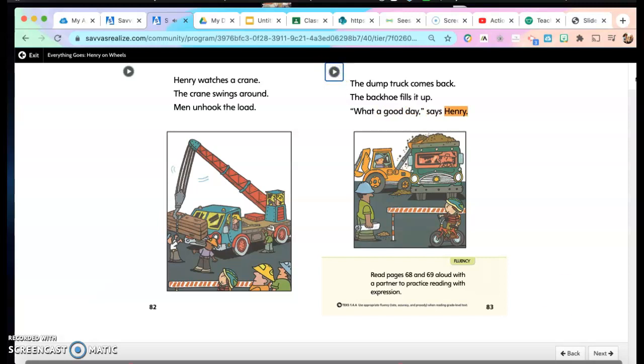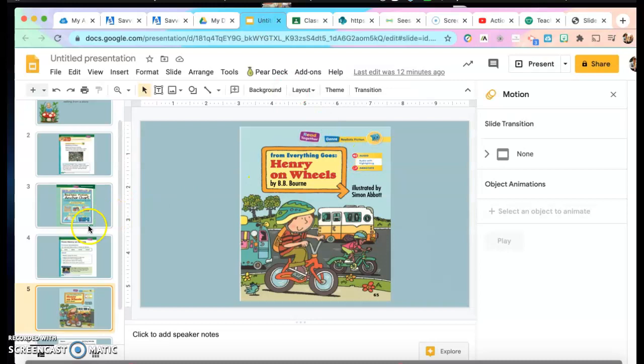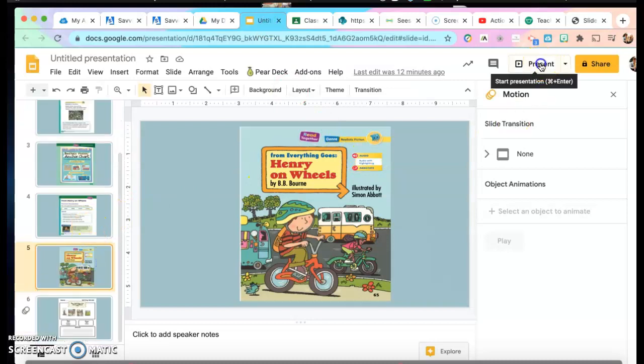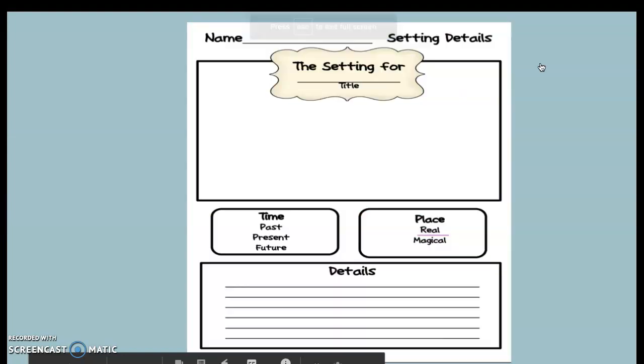Wow, Henry got to see a lot of really cool stuff, didn't he? The end. Okay, so what we're going to do is come back to our presentation here, and think about what the setting of the story is.